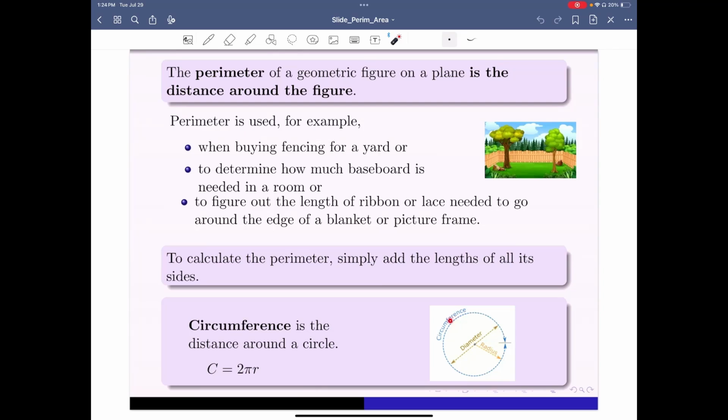A circle does not have sides with certain lengths, but the circumference is the distance around. So the perimeter of a circle would be the circumference, calculated as 2 pi r, where r is the radius. Diameter is double the radius. This is one radius and a second radius. So the diameter is 2 radii, and the radius is just one from the center to the edge of the circle.